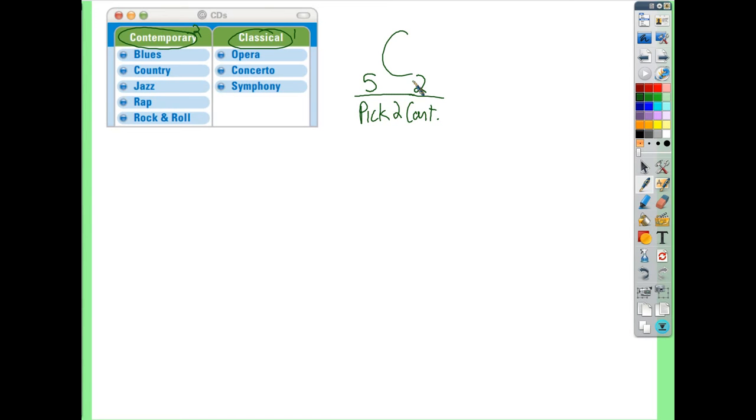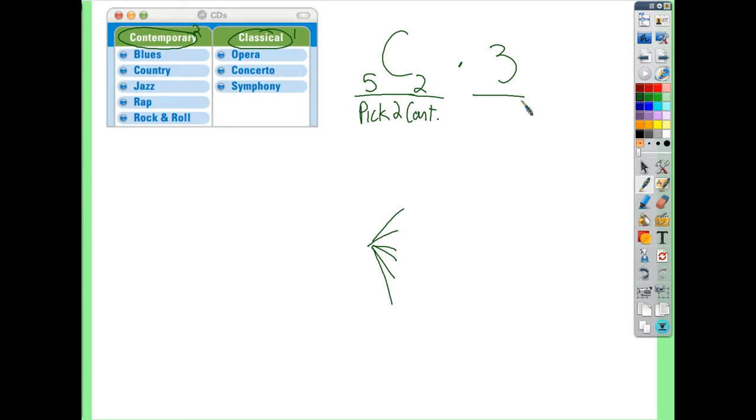So that's how many ways there are to pick 2 contemporary CDs. However many ways there are, you've just found all of them. Next, we're going to times that by 3. Why times that by 3? Because there are 3 options in classical and you only pick 1.